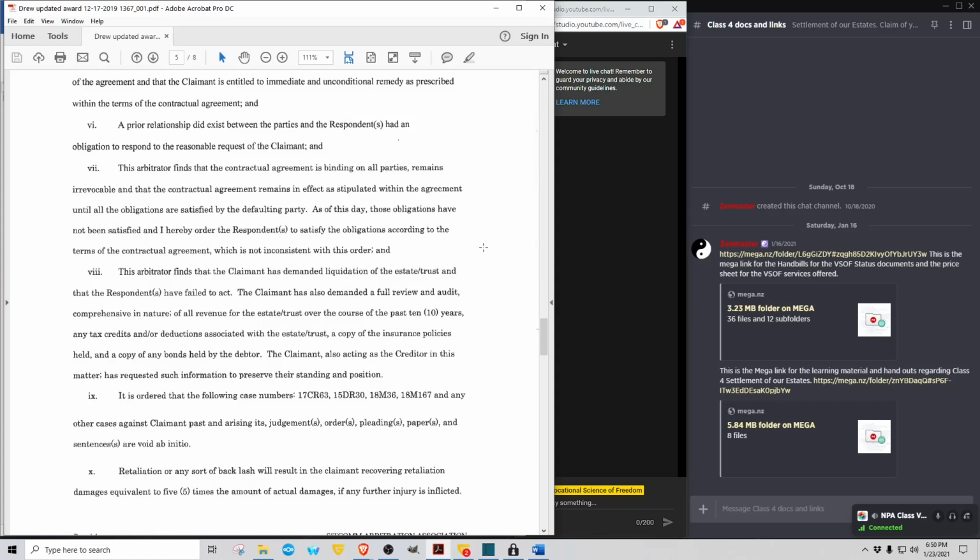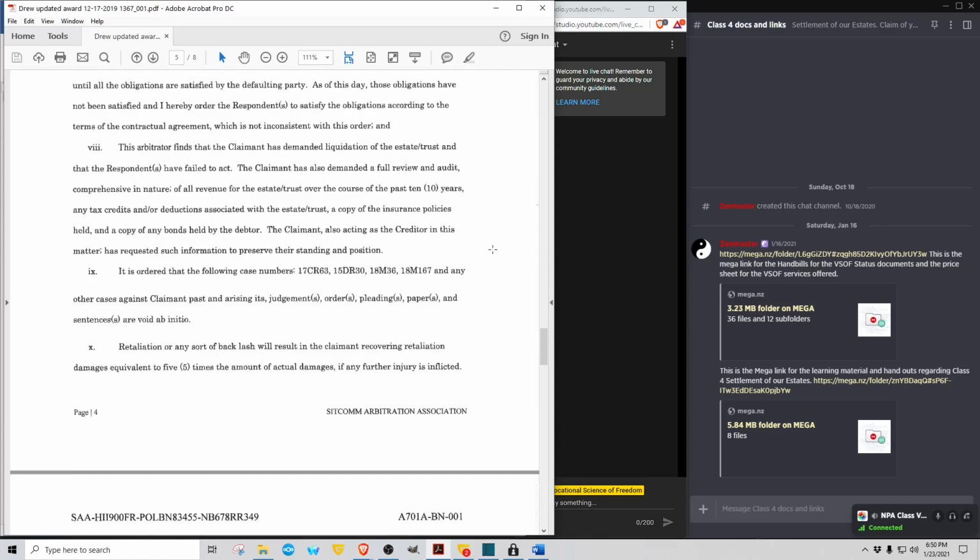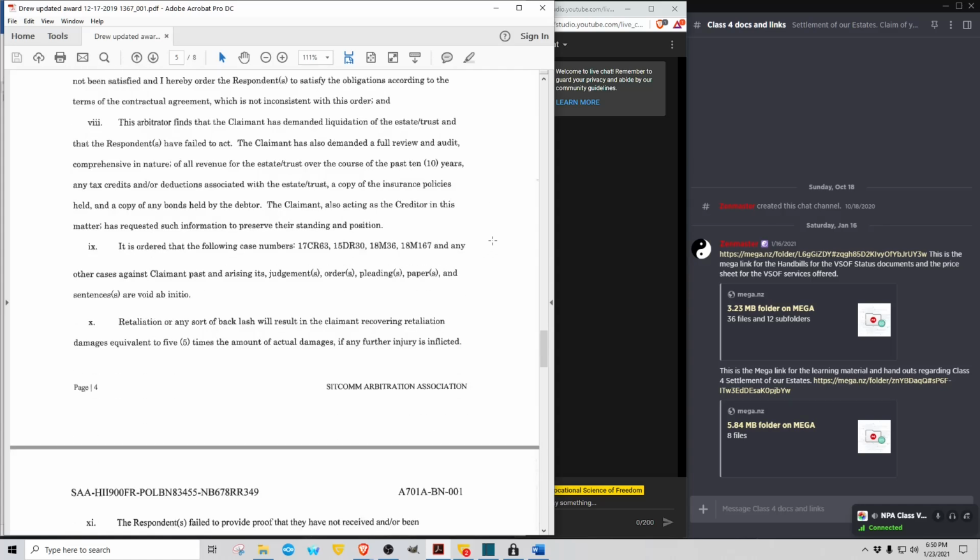As of this day, those obligations have not been satisfied, and I hereby order the respondents to satisfy the obligations according to the terms of the contractual agreement, which is not inconsistent with this order. And this arbitrator finds that the claimant has demanded liquidation of the estate trust and that the respondents have failed to act.